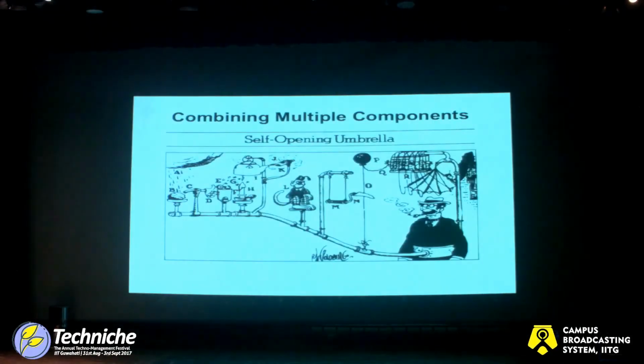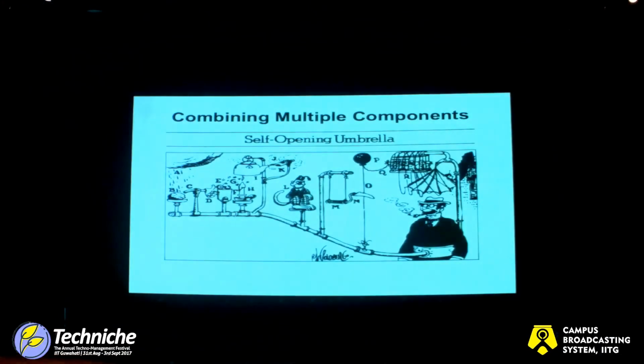So given all of that, let's do something a little bit more interesting, which is to combine multiple components. So here's an example of doing that. This is a self-opening umbrella. And the way that works is we have a cloud over here. The rain comes in. It soaks the sponge. It expands. That flips this lever so that the thumb hits the striker wheel, and that lights the candle.